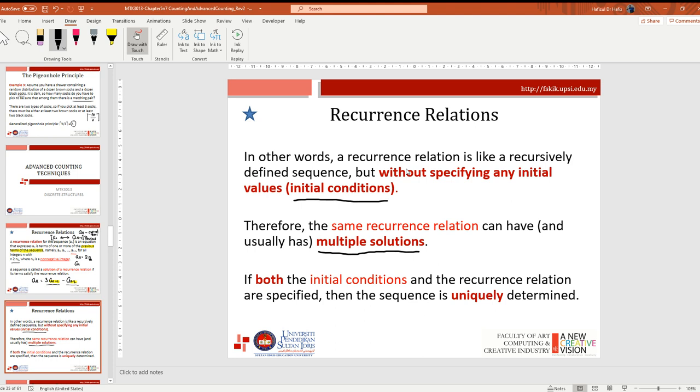Kita akan tengok, if both the initial condition and the recurrence relation are specified, kalau kita dua-dua ni kita bagi tahu nilai dia, then the sequence is uniquely determined. Jadi sequence tu kita boleh tentukan, dia punya relation adalah bersifat unik.